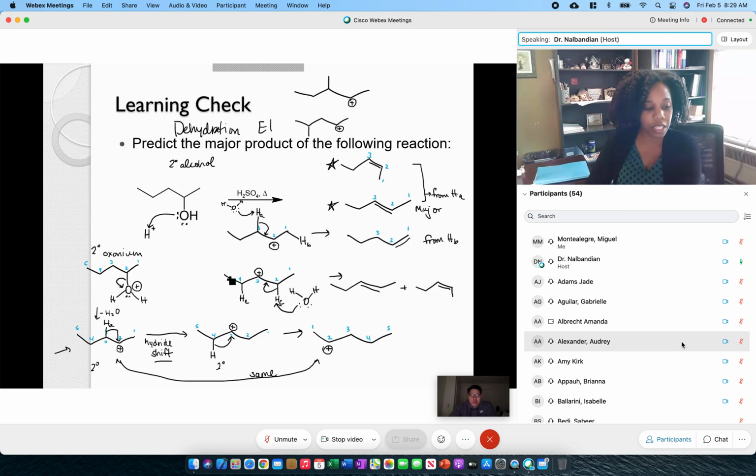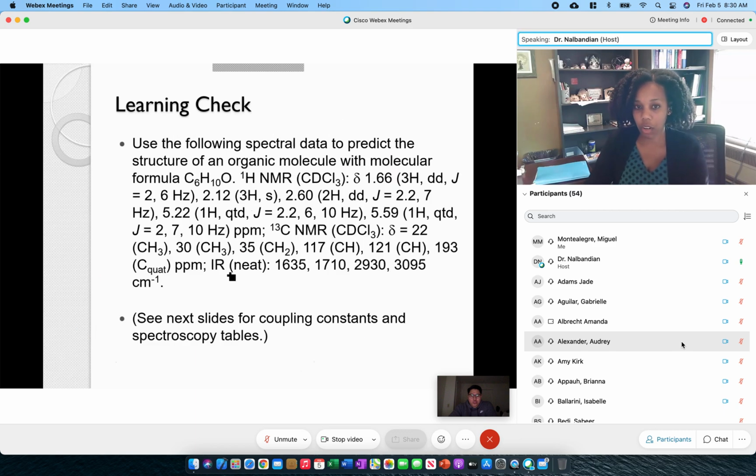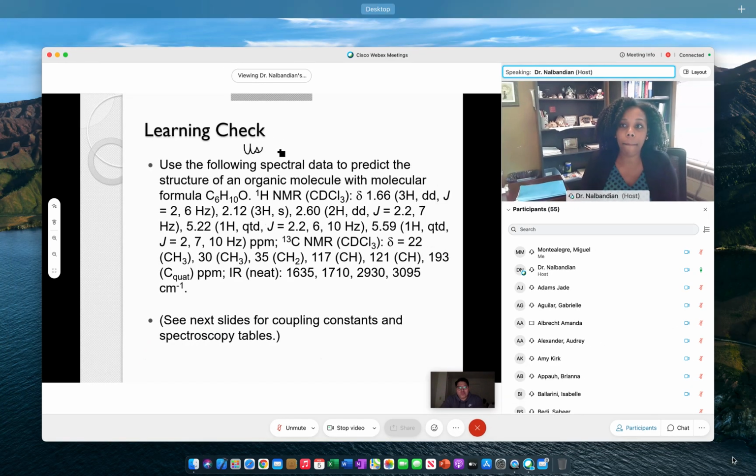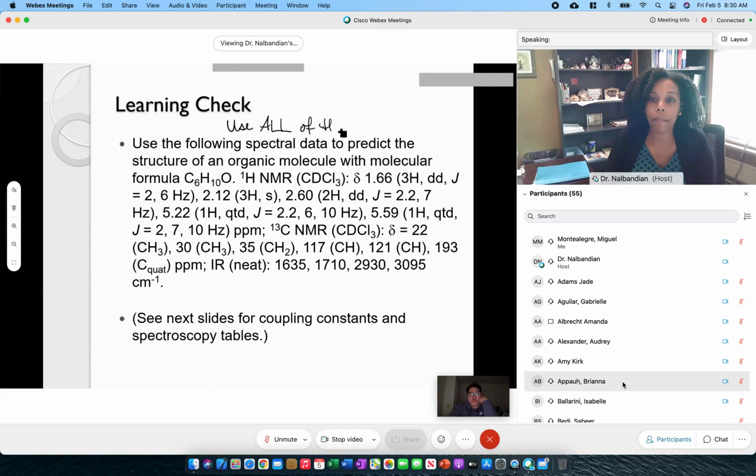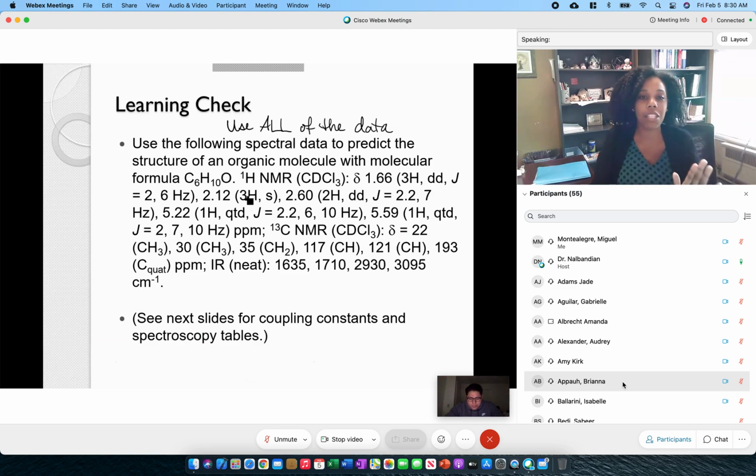Any other questions? All right, then let's go on to our NMR problem. This is how the NMR problem would be on, let's say, a problem set or possibly even the exam. You have all these numbers and letters, and you have to just say what all of this stuff means. So you need to use all of the data, in one way or another. All of it, every single thing here.